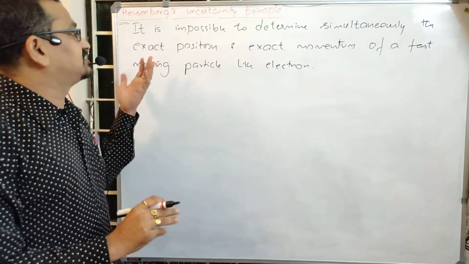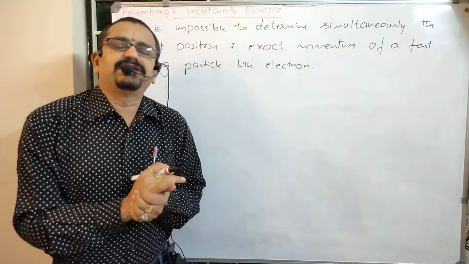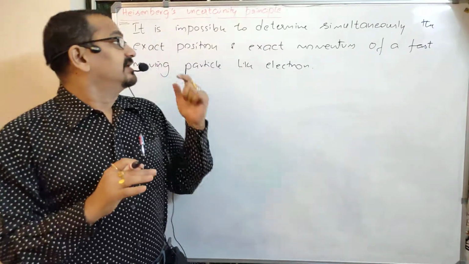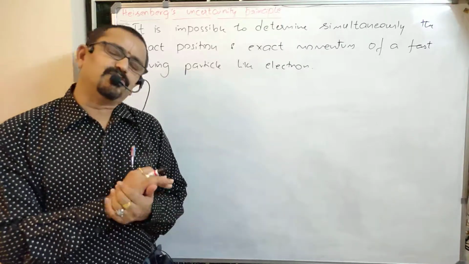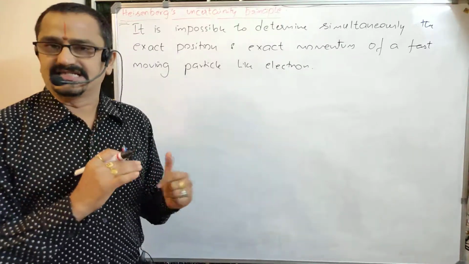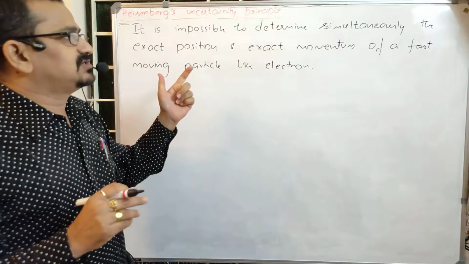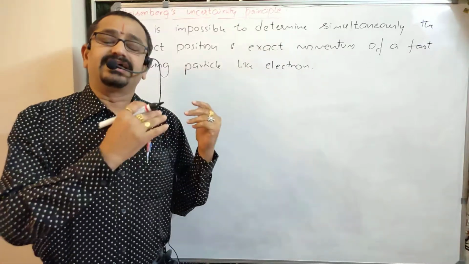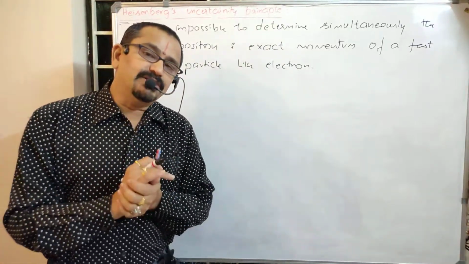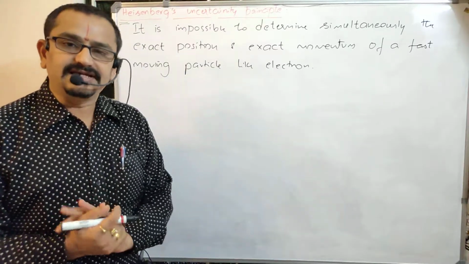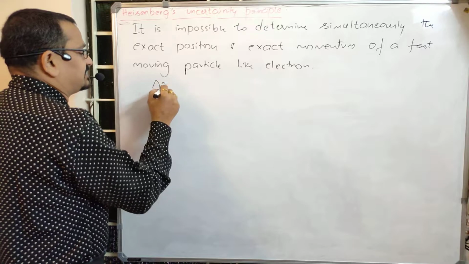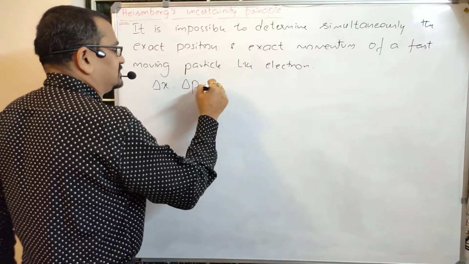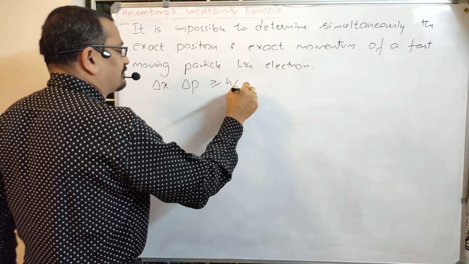Once again, what's the definition given for uncertainty principle by Heisenberg? It is impossible to determine simultaneously the exact position and exact momentum of a fast moving particle like electron. Mathematically, it was expressed as delta x into delta p greater than or equals to h by 4 pi.